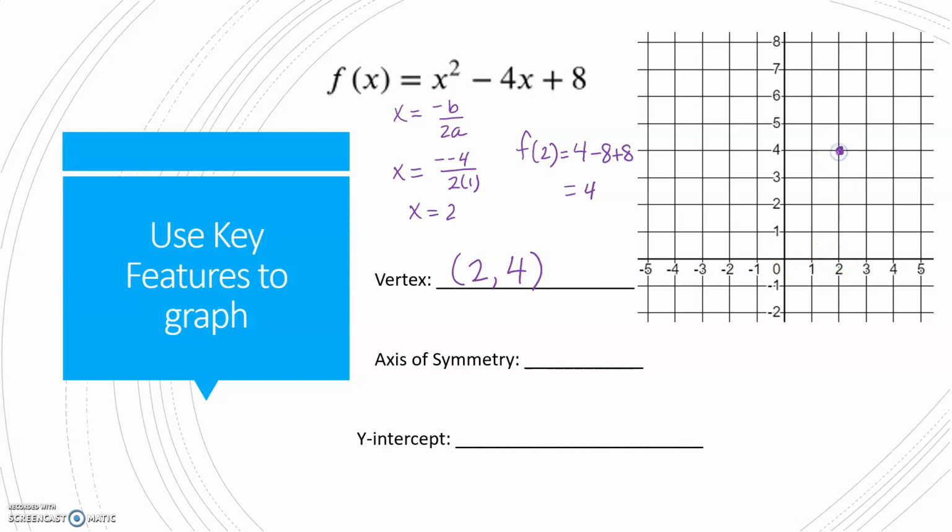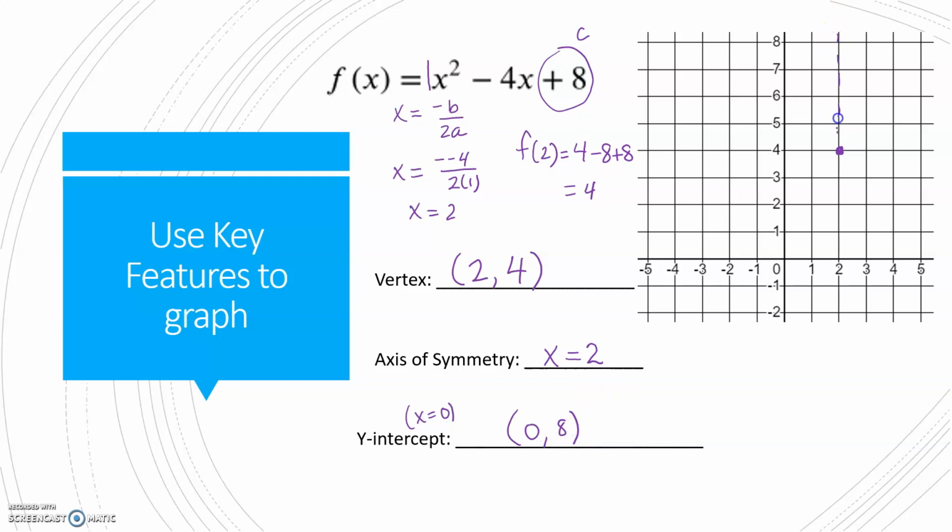That's my vertex. I know that this parabola opens upward because the a value is 1. I know that the axis of symmetry always matches the x-coordinate of the vertex. I know that the y-intercept is when x is equal to 0. And so when it's in standard form, this c value is always going to be the y-intercept. So the y-intercept is going to be at 0, 8.